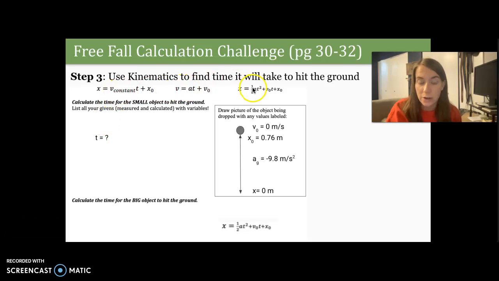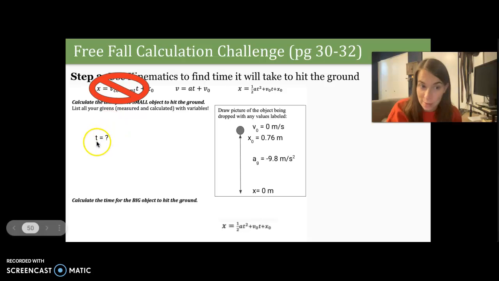Now once I've listed out these variables, I need to pick an equation. Is it the first, second, or third equation? Well, hopefully you know it's not the first, right? We started off today by saying don't use this equation. The second and third equation both have time in them, right? So I've got to decide which one I have other information for. Well, I know initial velocity, that's in both. I know initial position, that's in this one. I know acceleration, that's in both. And I know final position, that's in this one. So since I know all the variables in this one, I'm going to use this equation.